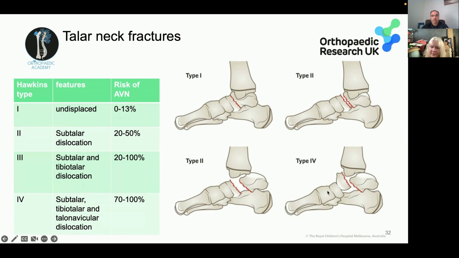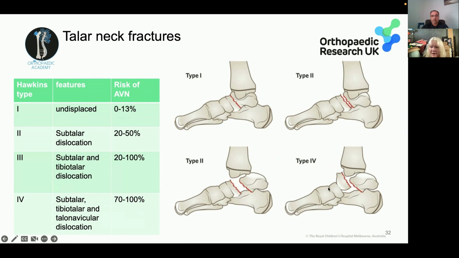That's a type 3. And then the type 4, which is subtalar, tibiotalar, and talonavicular dislocation. And again, this fragment can be extruded out the back. This fragment can be extruded out the front. And these have got a much higher risk of avascular necrosis. That says type 2 there. I'm sorry about that. I should say type 3.